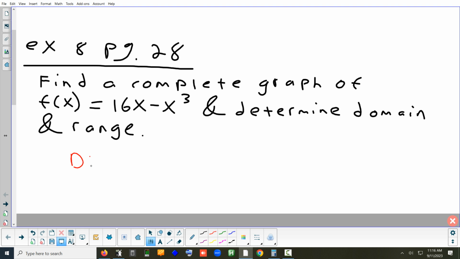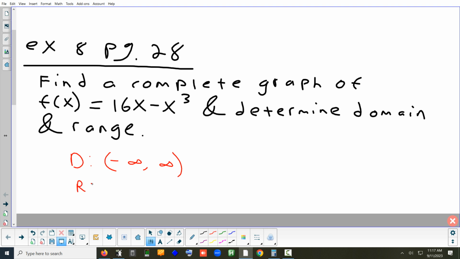The only thing you're doing here is plugging in a value and cubing it. There is no number you can't raise to the third power. So the domain is all real numbers. The way we can write it, lowest, highest, and then the symbols on the end, whether or not you can reach it. Well, you can't reach negative infinity, and you can't reach positive infinity.